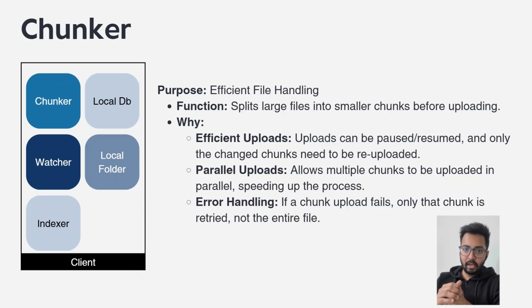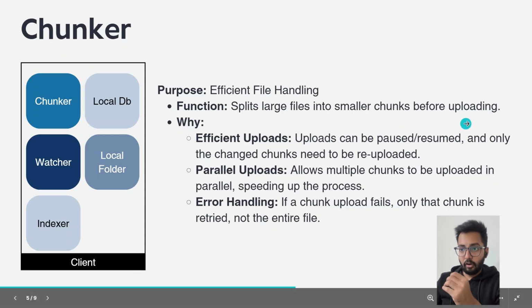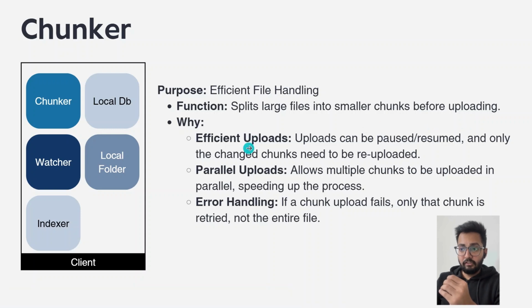What the chunker does is split the file into multiple smaller chunks. A whole large file is divided into multiple smaller chunks, and those chunks are uploaded in parallel, which saves time. Even if an error occurs in any chunk, only that particular chunk is retried and not the entire file. So this is the function: it splits large files into smaller chunks before uploading. Why is it used? For efficient uploads. Uploads can be paused or resumed, and only the changed chunks need to be re-uploaded.